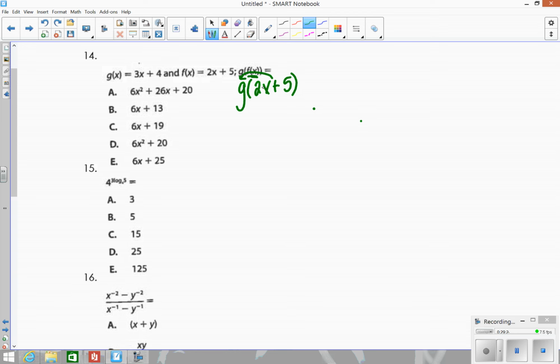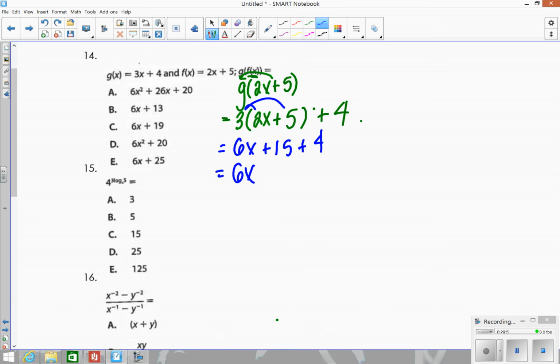And now what I'm going to do is take this whole thing and input it into function g. So function g, if you look at it, is 3 times x plus 4. So I just copy that down, and then instead of x, I put parentheses. I'm going to replace what I have in parentheses. And now we just have to simplify. So we're going to distribute. So we have 6x plus 15 plus 4. So we get 6x plus 19. So choice C.